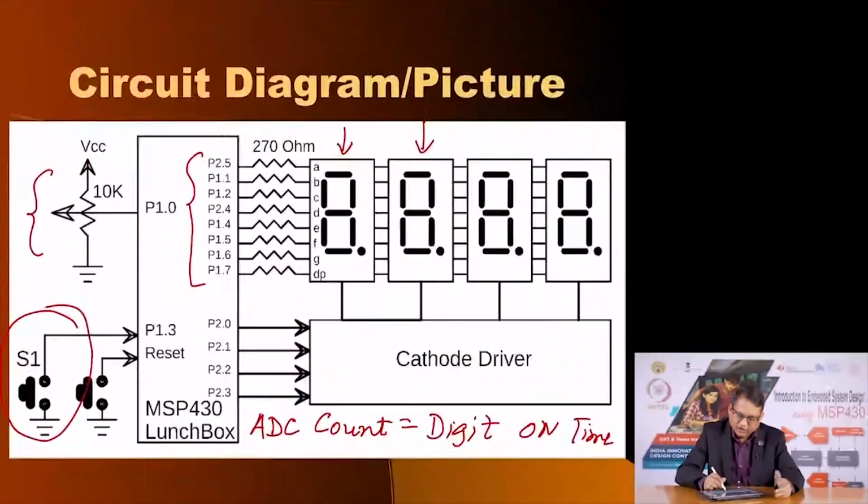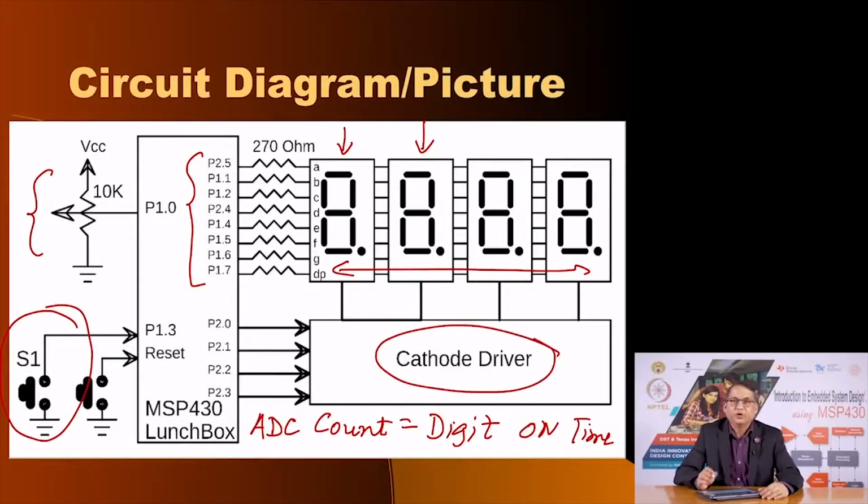And of course, the lunch box would need to be connected to these 4 digits. So, you need a breadboard and so on. You would also need, let me go back here to the circuit, the block diagram. So, you need these 4 digits, and in the cathode driver here, you are going to need to connect NPN transistors, and the circuit diagram for those NPN transistors will be something like this.